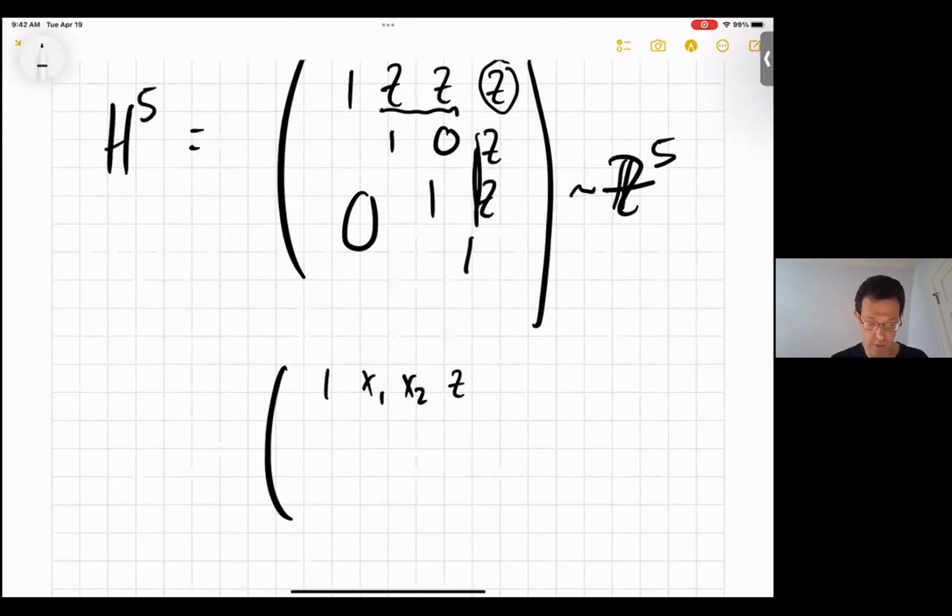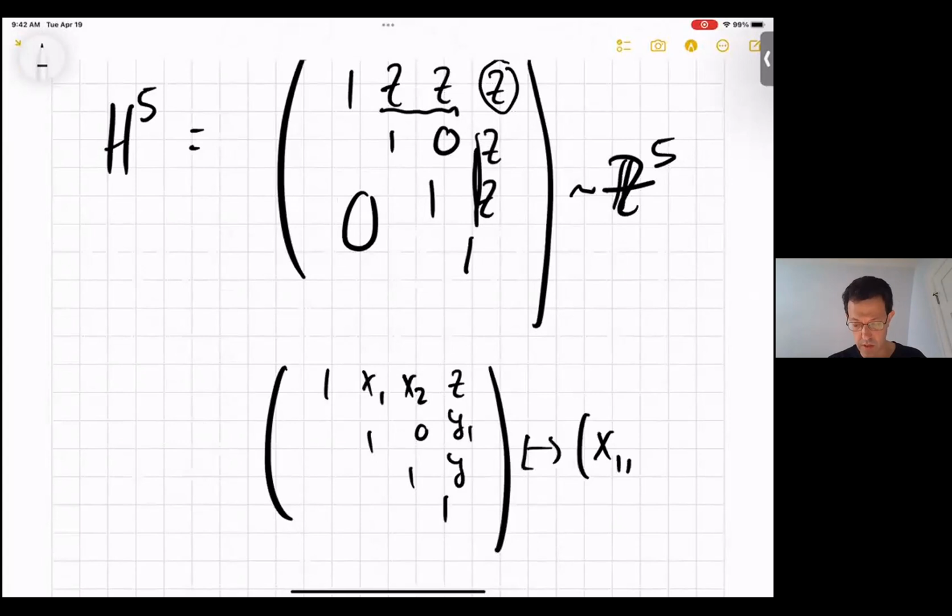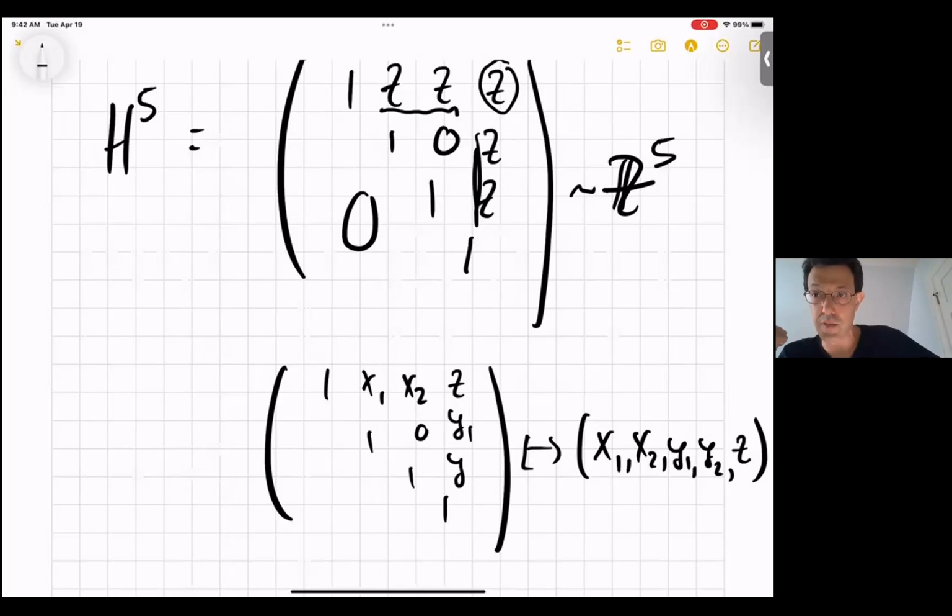z, and then y1, y2. And I'm going to identify this with the vector x1, x2, y1, y2. And again, the central direction is going to be the vertical direction. So whenever I say vertical, it really is vertical in this identification.